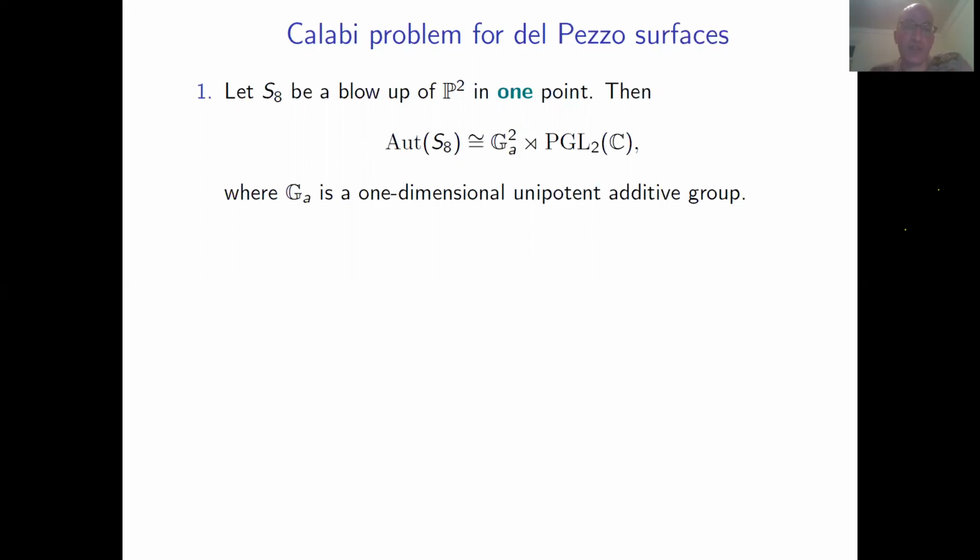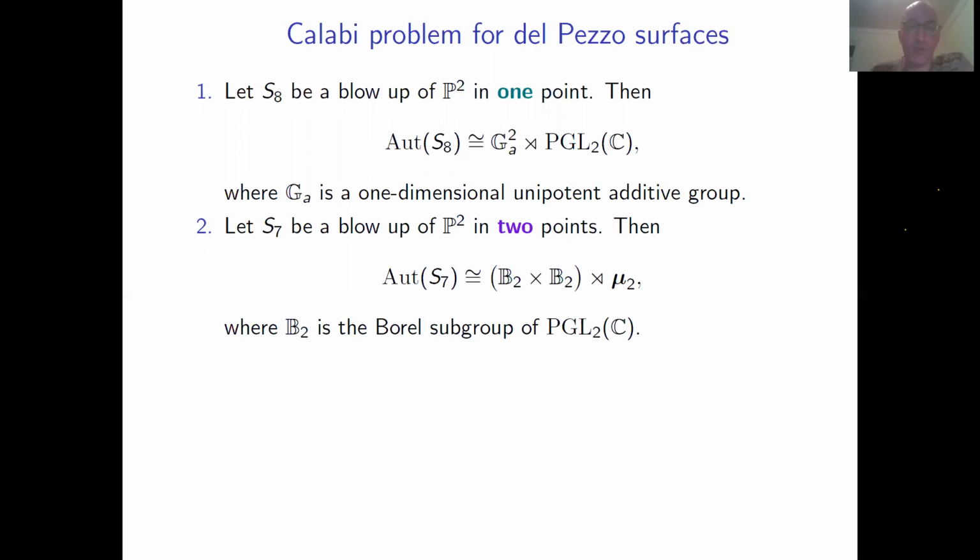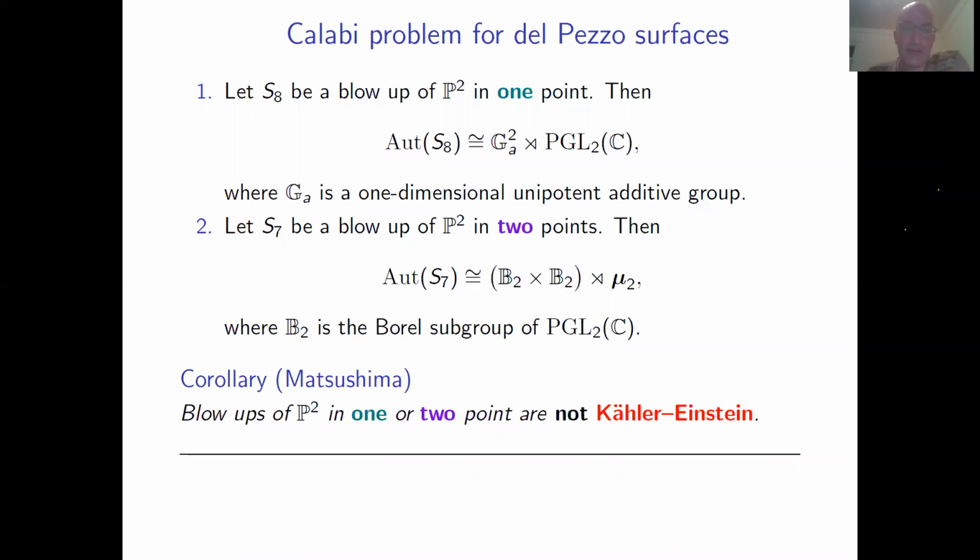The first obstruction is given by Matsushima. If a smooth complex Fano variety has a Kähler-Einstein metric, its automorphism group must be reductive. Here are the first two examples where the automorphism group is not reductive. If you take P2 blown up in one point, this is the group which you have. If you blow up 2 points, this is the group, basically the product of two tori and permutation. And here you have 2 copies of the unipotent additive group and PGL2. These two groups are not reductive, and this implies by the Matsushima obstruction that these two surfaces do not have a Kähler-Einstein metric.